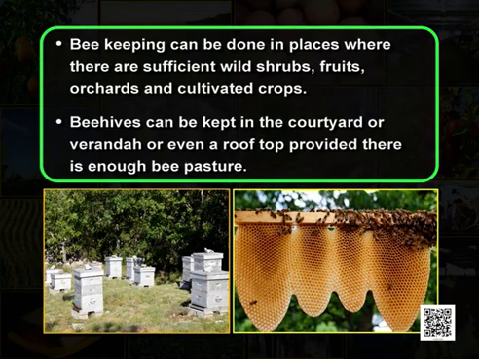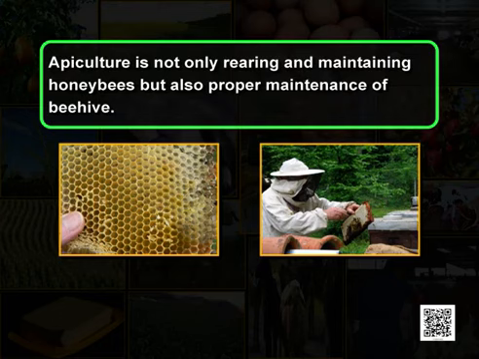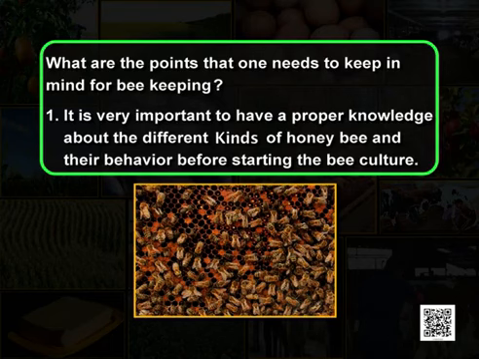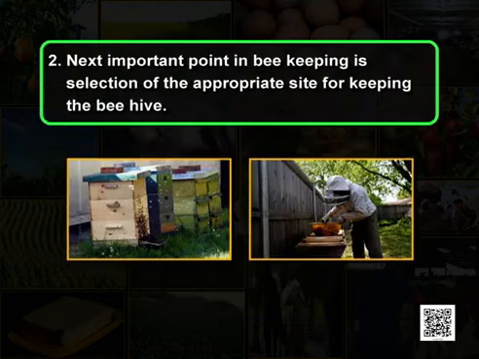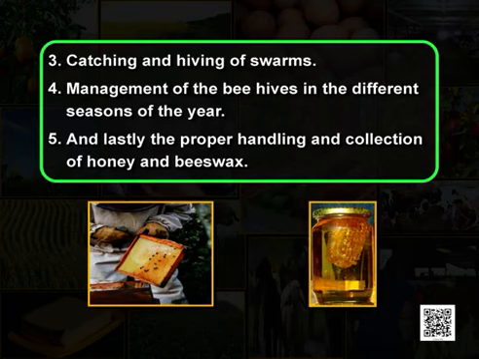Beehives can be kept in the courtyard too, or even a veranda or a rooftop, provided there is enough pasture, bee pasture that is. So, apiculture is not only rearing and maintaining of honeybees, but it is also proper maintenance of beehive. What are the points that one needs to keep in mind for beekeeping? Let us list them. 1. It is very important to have a proper knowledge about the different castes of honeybee and their behavior before starting the bee culture. Next important point in beekeeping is selection of the appropriate site for keeping the beehive. Catching and hiving of swarms is another important aspect. Management of the beehives in different seasons of the year.